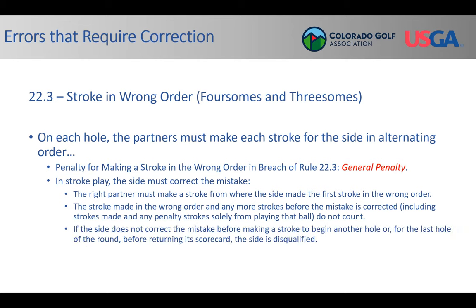Again, we see the same Rubicon that we've been seeing for the last three rules. We have to correct that mistake before making a stroke to begin another hole, or before returning our scorecard for the last hole of the round. Without making that correction, we see the same penalty we've seen for the last four or so rules. We're going to get the side disqualified.